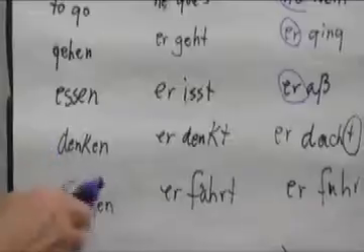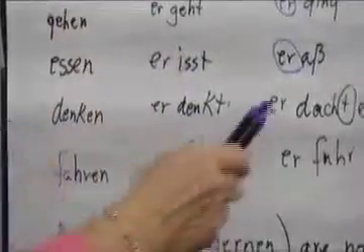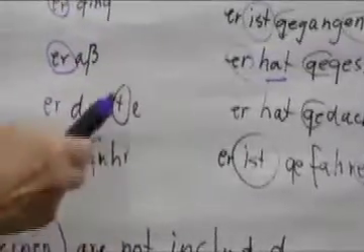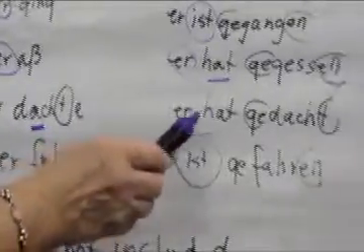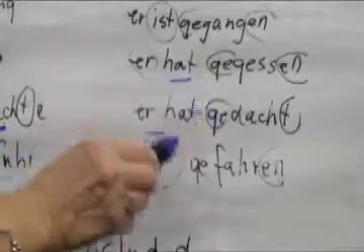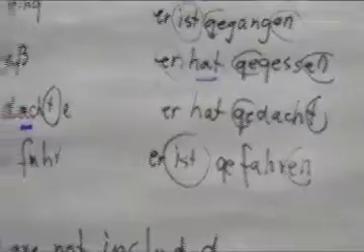Denken, that's the mixed verb from the mixed verb group. Denken is the infinitive, denkt is the present. Dachte is your simple past, vowel change, but T for simple past. Hat gedacht, he has thought. Haben plus the past participle of denken, which is gedacht.